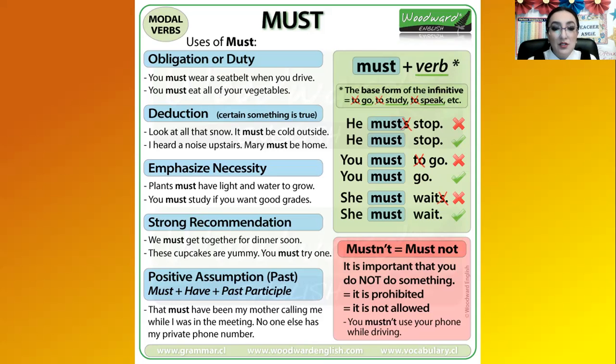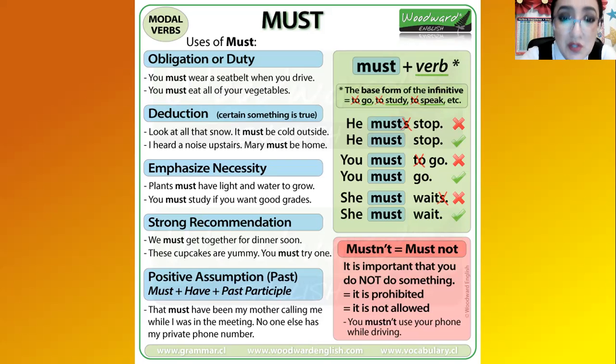Also, we are going to be using must when we want to emphasize necessity. Necessity, yes, indeed. We are going to be having this kind of example. Plants must have light and water to grow. You must study if you want a good grade. You must eat all your vegetables if you want to grow super tall. You are emphasizing why we have to do something or what we need to do. Okay, you must wash your hands if you want to avoid COVID. Okay, your sister must practice if she wants to be a good singer. Okay, those are going to be some examples of emphasizing necessity.